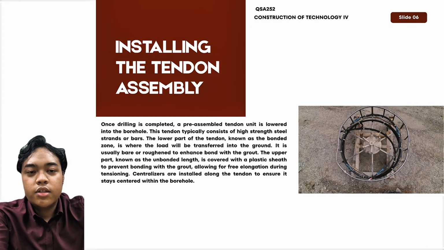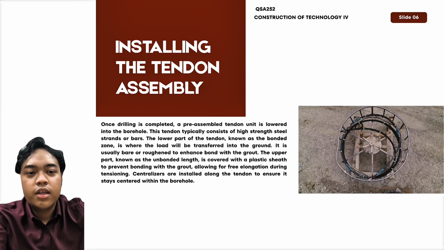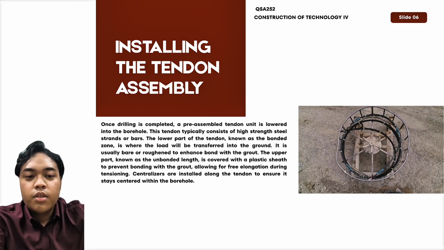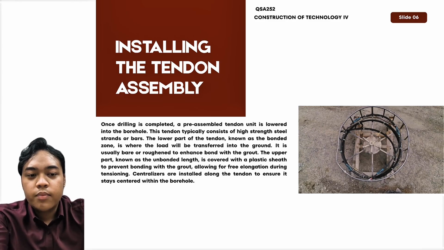For a second installation process, we have installing the tendon assembly. Once the drilling is complete, a pre-assembled tendon unit is lowered into the bar hole. This tendon typically consists of high-strength steel strand or bar. The lower part of the tendon, known as the bonded zone, is where the load will be transferred into the ground. It is usually bare or rubbed to enhance bond with the grout.